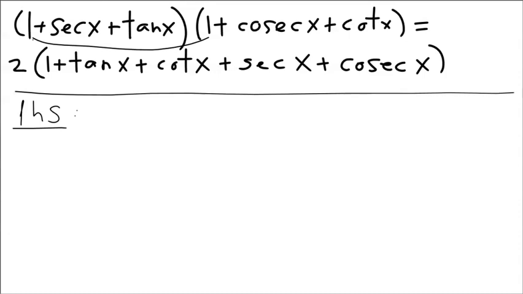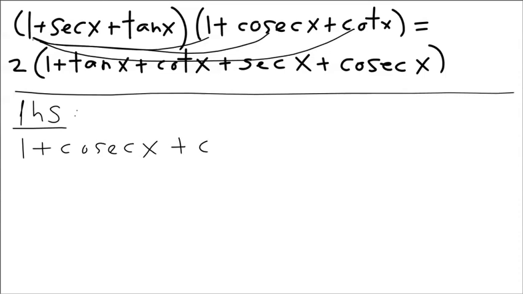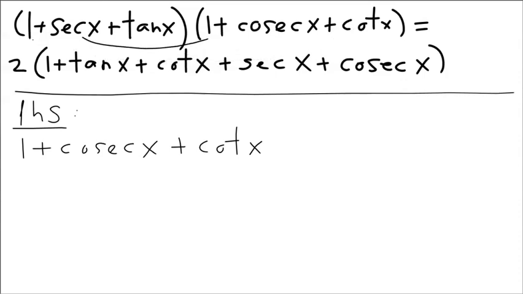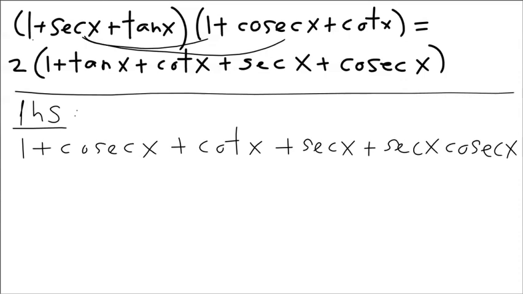1 times 1, so that's 1. 1 times cosecant x, so that is cosecant x. 1 times cotangent x, so that is cotangent x. Next, secant x times 1, so that is secant x. Secant x times cosecant x, so that's going to be secant x cosecant x. And then secant x times cotangent x, that's going to give you secant x cotangent x.